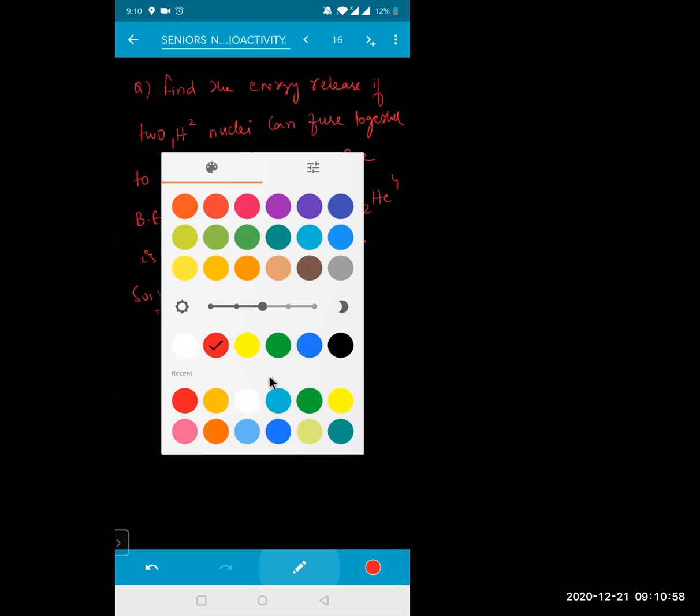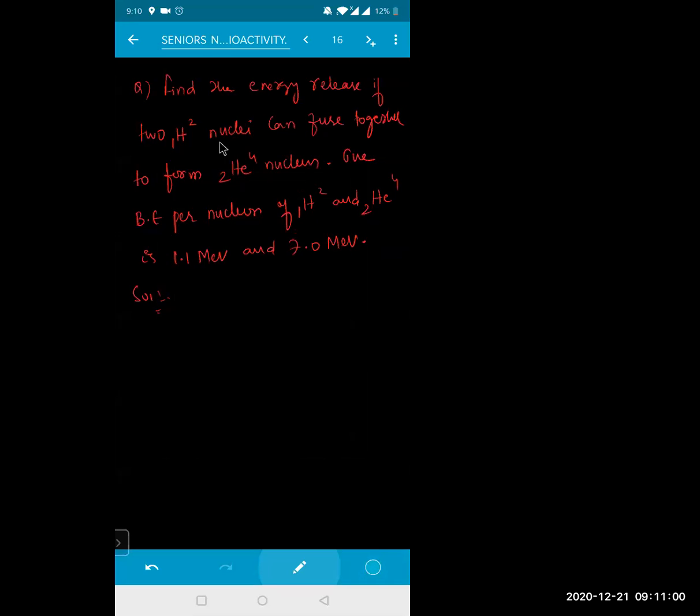So what is the energy released? What is happening right now? 1H2 plus 1H2, both of them are reacting. So what will we get? 2 and 2, that means the second element, helium, and the mass number will be 4. Along with this, a certain amount of energy is released. So the binding energy of this one is given how much?